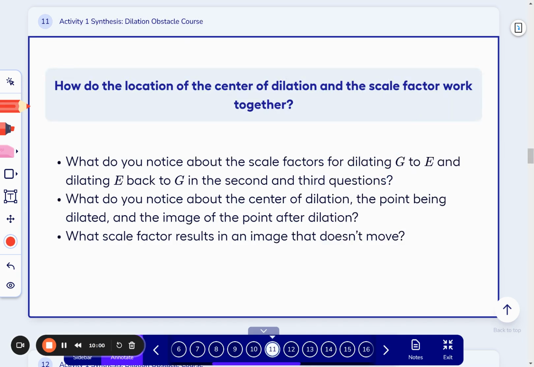All right, what do you notice about the scale factor G to E and E to G? Dilating E back to G, they were inverses of one another. What do you notice about the center of dilation? The point being dilated and the image of the point being dilated, they're all on a straight line. They always line up. What scale factor results in an image that doesn't move? Scale factor of 1.